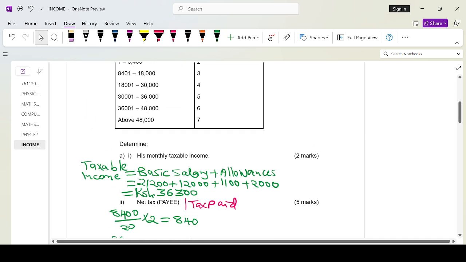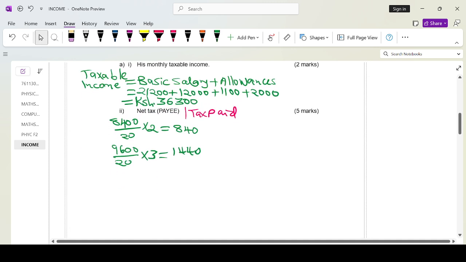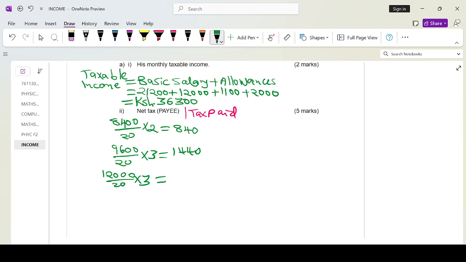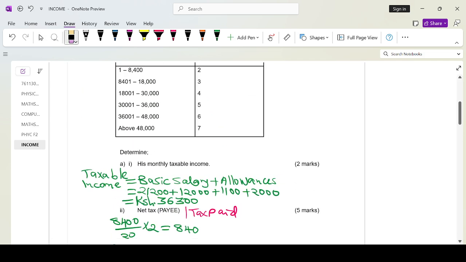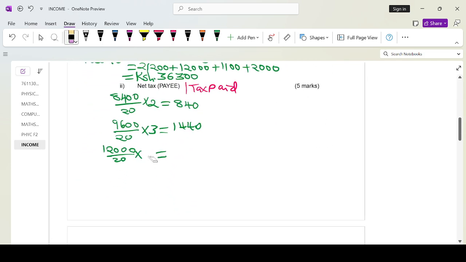That is now 30,000 minus 18,000. You are going to get 12,000. And in this 12,000 that we've gotten, learners, for every 20 shillings, we are charging, sorry, not 3 shillings but 4 shillings. That should be 4. And when you multiply, that is 2,400.